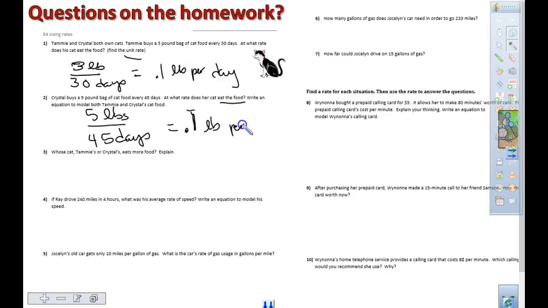Per day, in each day. Not a lot more, but 0.011111 more. So whose cat's getting more? Crystal's. Why? Because 0.1 repeating is bigger. 0.1 repeating is greater than 0.1.